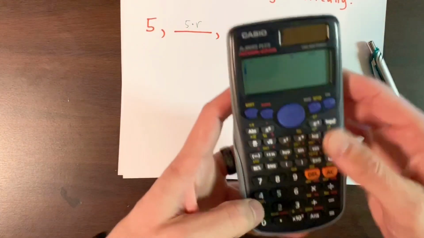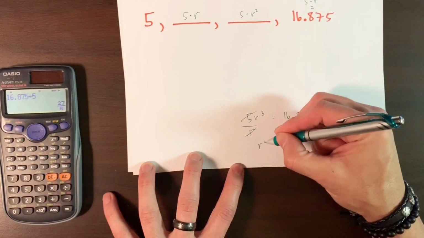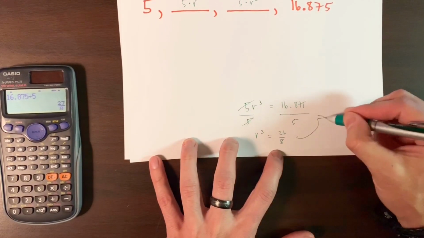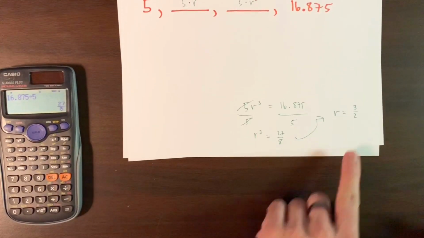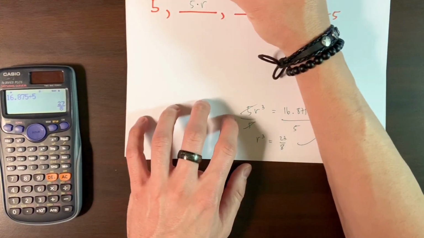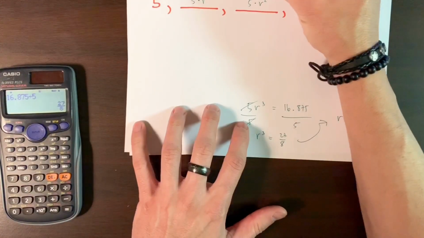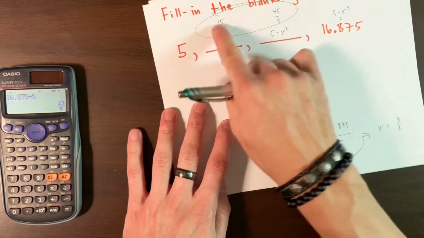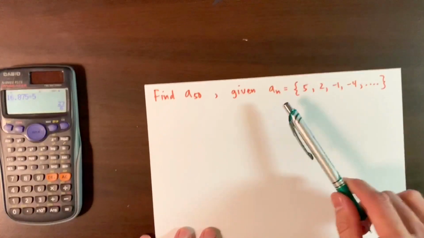Let's divide by 5. 16.875 divided by 5 is 27/8. So I have r cubed equals 27 over 8. If I take the cube root of both sides, the calculator is going to tell me that r is 3 over 2. So now take 3 over 2 and plug it in there and there. If you plug it in here, it'll tell you that this is 15 over 2 and that this one is 45 over 4. The goal is to fill in the blanks. These are the 2 blanks. All right, last one.